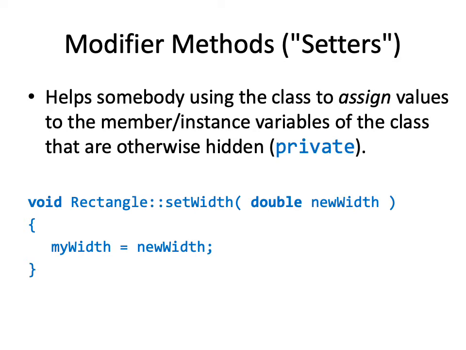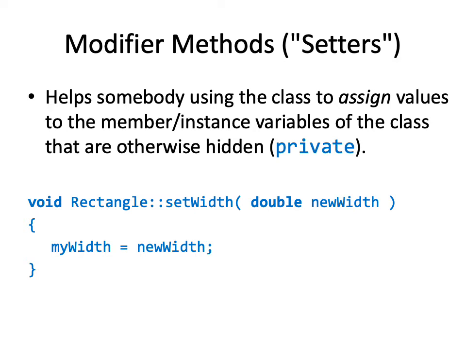Now, if you were being extra careful in your rectangle class about making sure that you don't have negative widths or negative heights, you might want to check here and say, hey, is this width negative? If so, maybe return an error or something like that, but let the user know that, hey, this is not okay. I can't set it to negative.